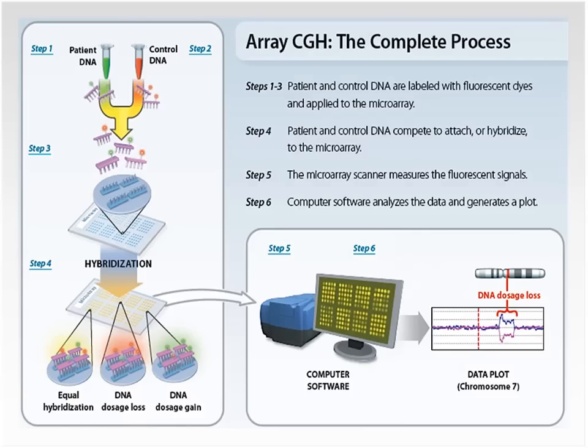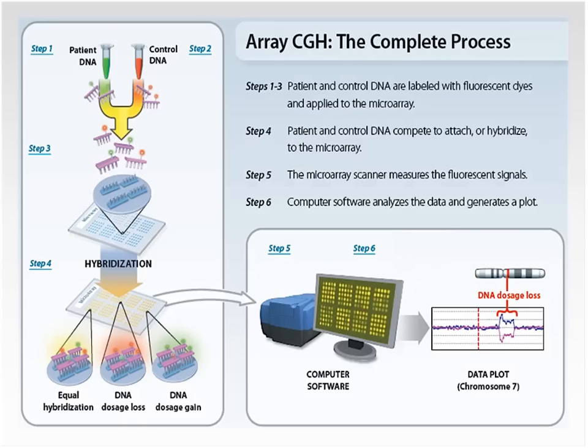Array CGH, or a microarray, is another way of looking at all the chromosomes at once. And usually it's done instead of a chromosome analysis now because we can see pieces of DNA that are much smaller than we could see using the routine kind of chromosome analysis.